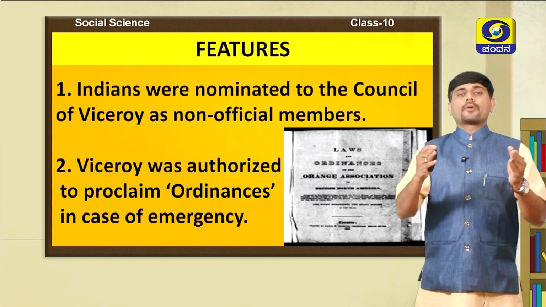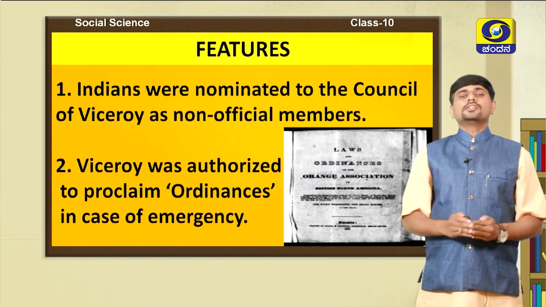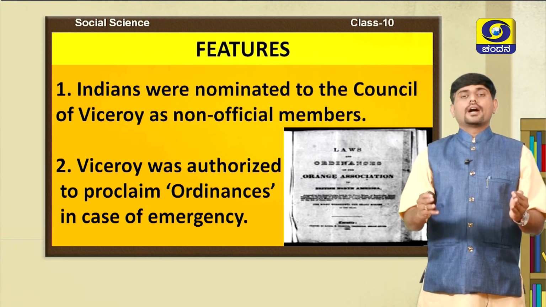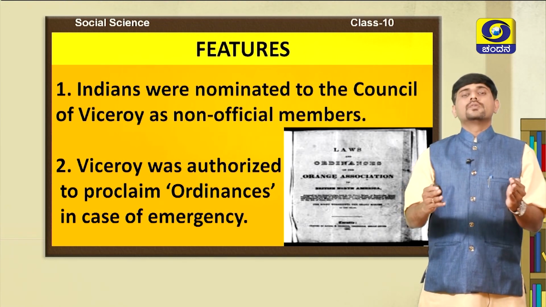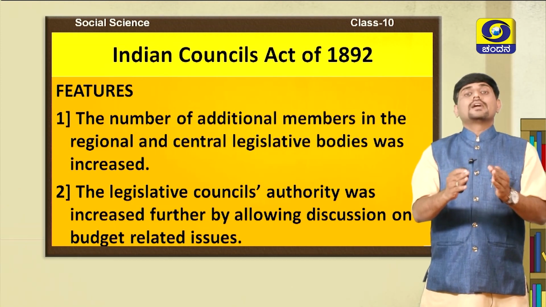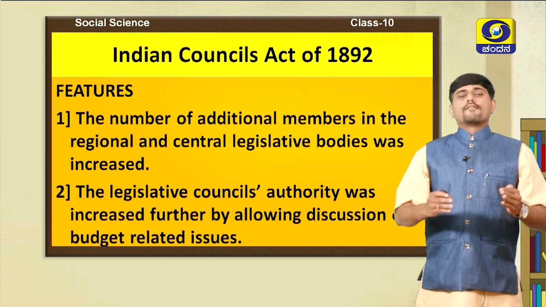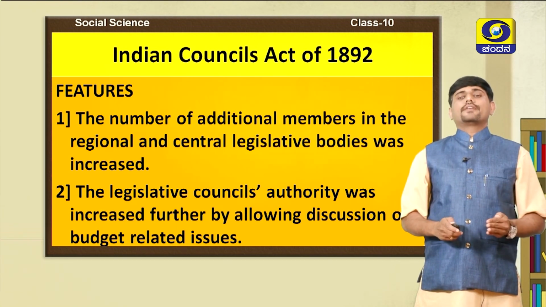The important provisions of this act: Indians were nominated to the Council of the Viceroy as non-official members. The Viceroy was authorized to proclaim ordinances in case of emergencies. If there are any emergencies, the Viceroy of India was allowed to introduce an ordinance. What was an ordinance? An ordinance was a temporary law introduced by the Viceroy. Followed by this, we have the Indian Councils Act of 1892.